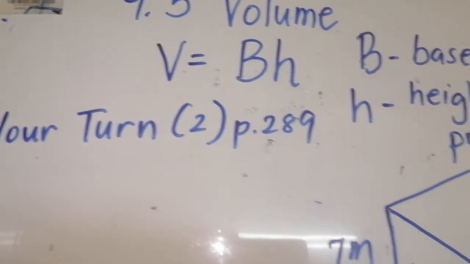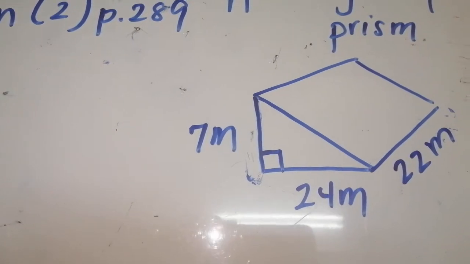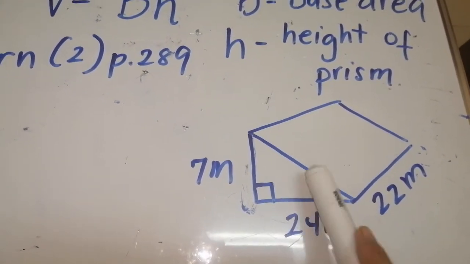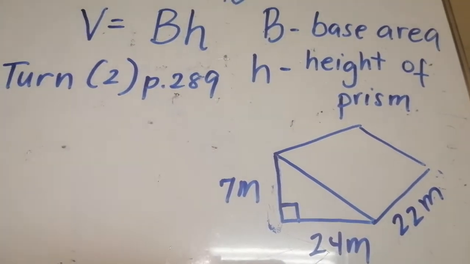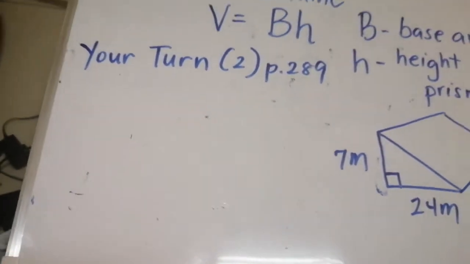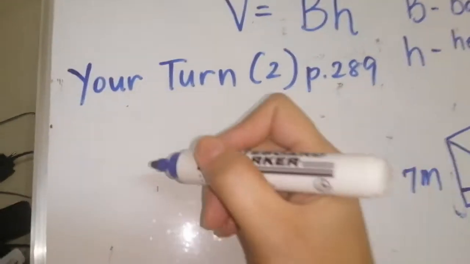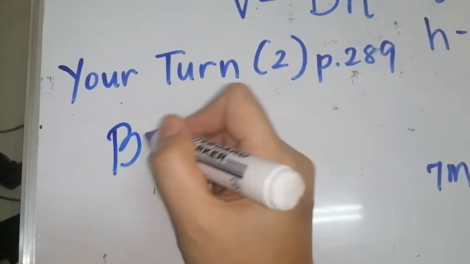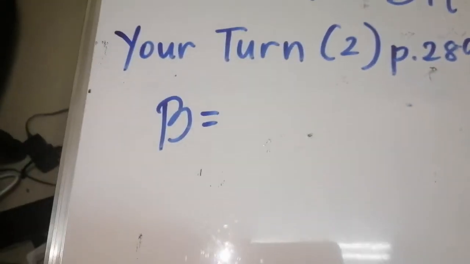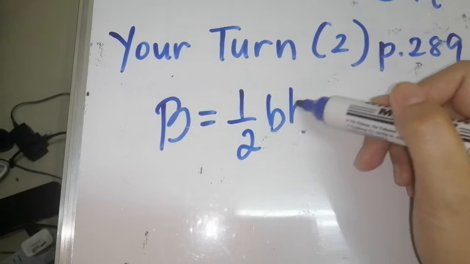In your turn 2, we have one example of prism. What kind of prism is this? This is a triangular prism because the base is a triangle. Let's use the formula in finding the volume, which is base area times height. Let's start in finding the base area. So what is our B? The base is a triangle, so how do you find the area of a triangle? That is half base times height.